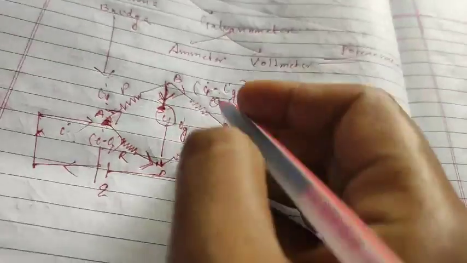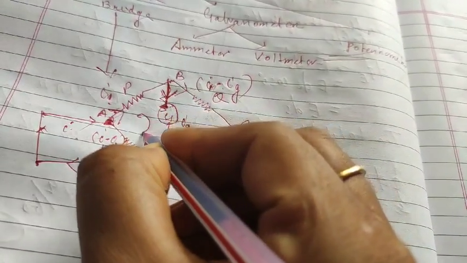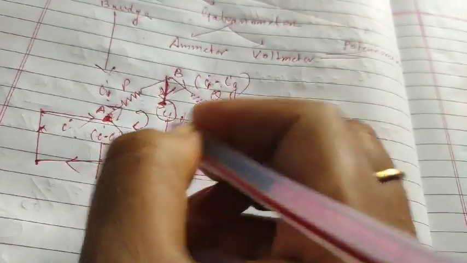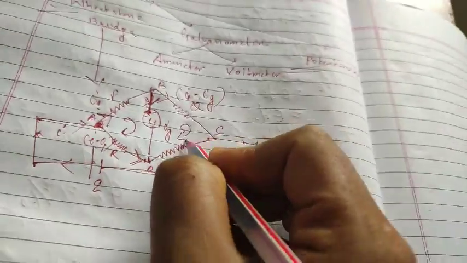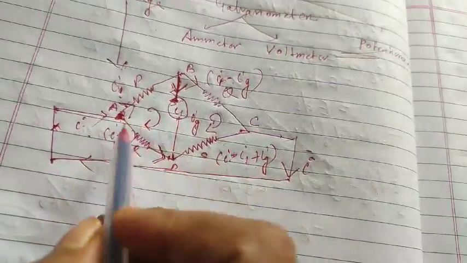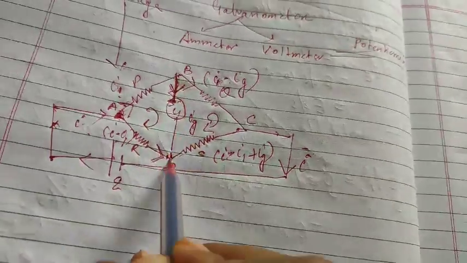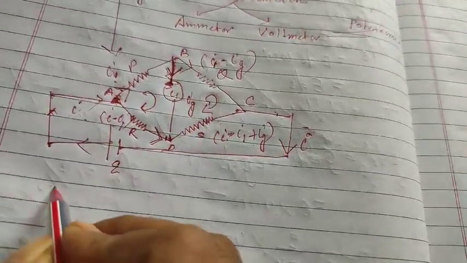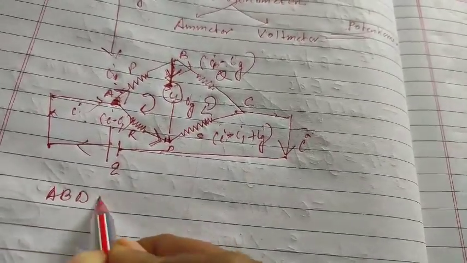Now we will take one loop. Any one loop you can consider. Suppose this is one loop like this I will take, and this is the second loop like this I will take. Clear to you? So suppose the first loop I am taking is A, B, D, A.